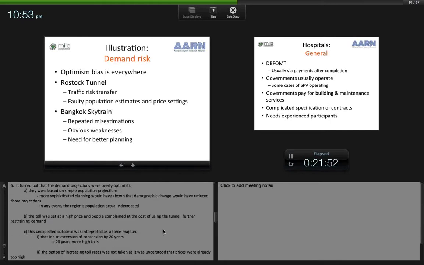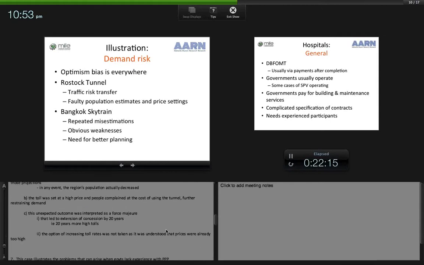More sophisticated planning would have shown that demographic change was going on, and that change, had it been incorporated into the predictions, would have reduced the projections. In any event, the region's population actually decreased during the course of the project. In addition, the toll was set at a high price, and people complained at the cost of using the tunnel, and that further restrained demand.